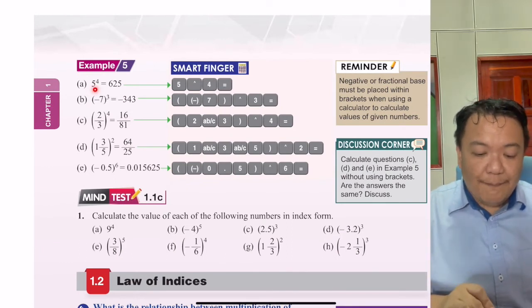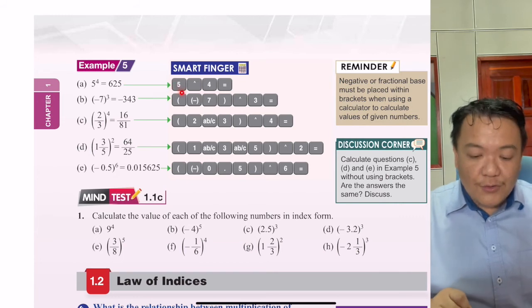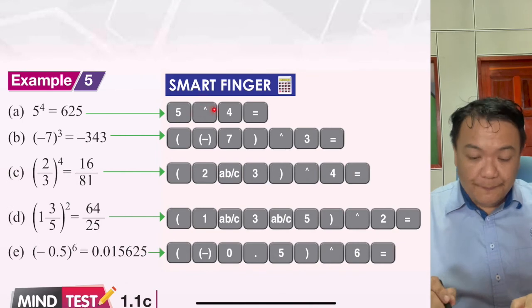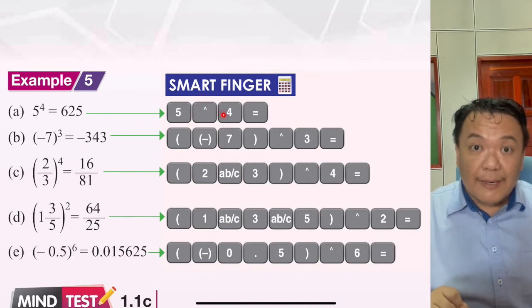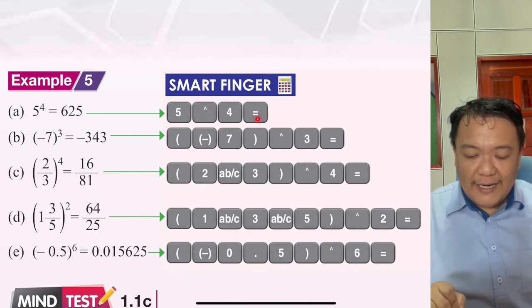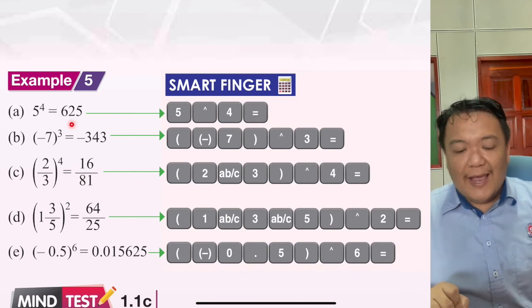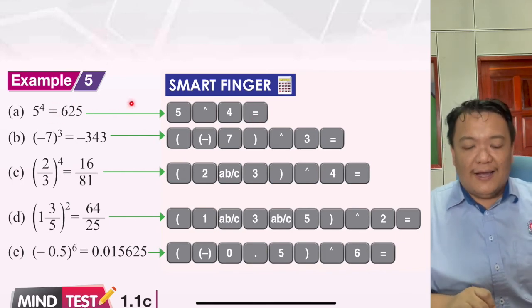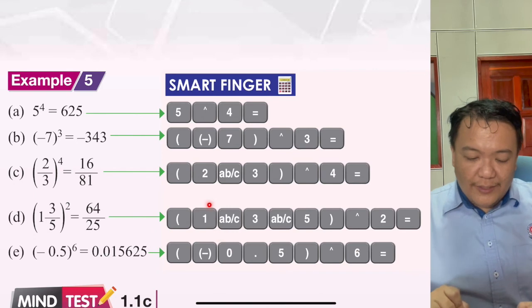So this page teaches you how you press your calculator. For example, you have 5 power of 4. You just simply press your calculator 5, and then this symbol, power of 4, and then you press the equal sign. And you will get 625. Okay, same goes with the others.